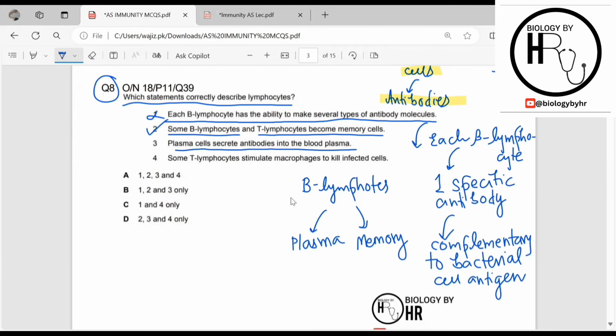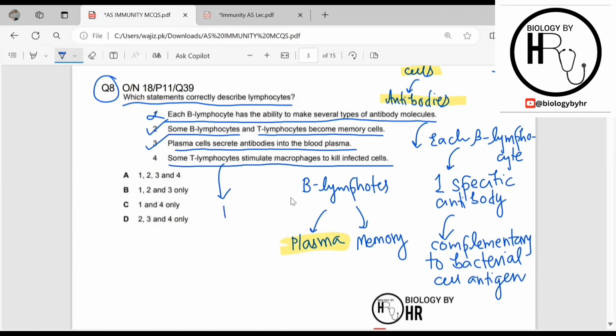Yes, this is the correct statement because I told you guys earlier also in the lecture that the plasma cells are secreting the antibodies. So statement 3 is also the correct option. Then if I talk about statement 4, it says that some T lymphocytes stimulate the macrophages to kill the infected cell. Yes, this is the correct statement because they are talking about some T lymphocytes specifically.